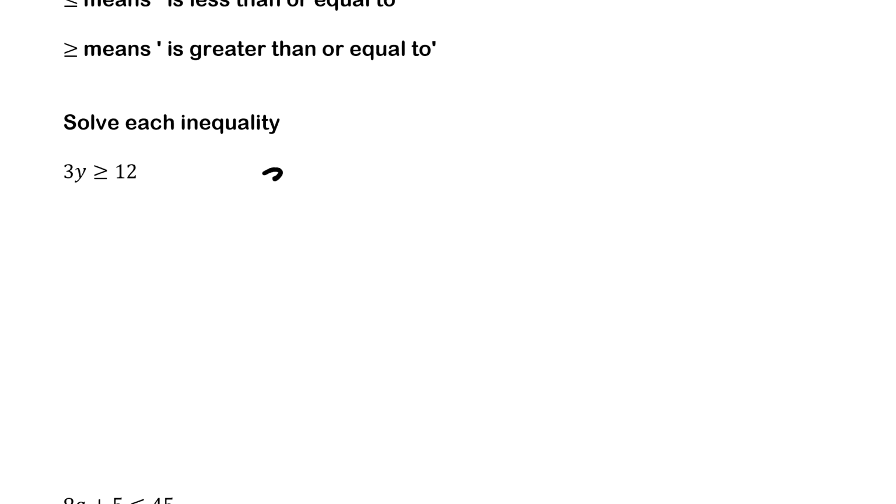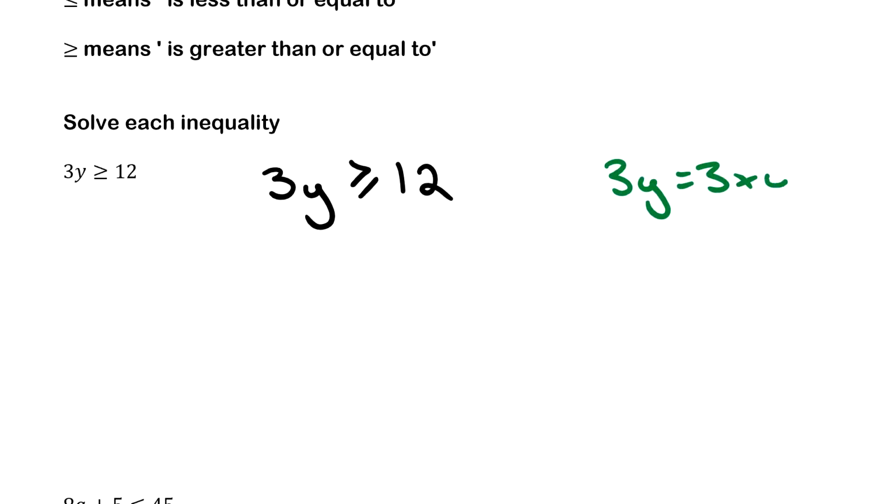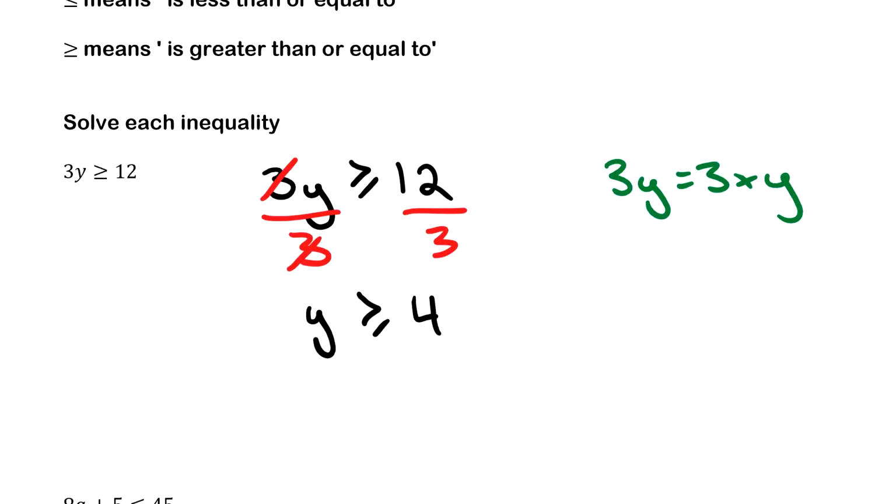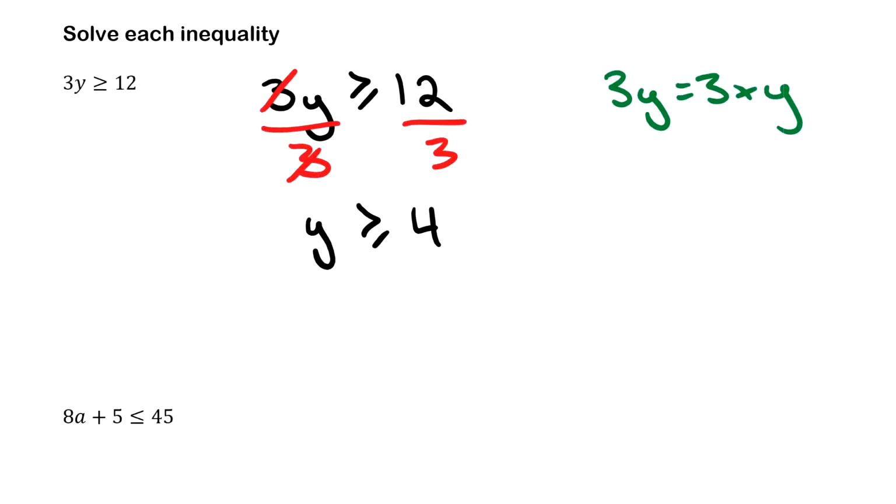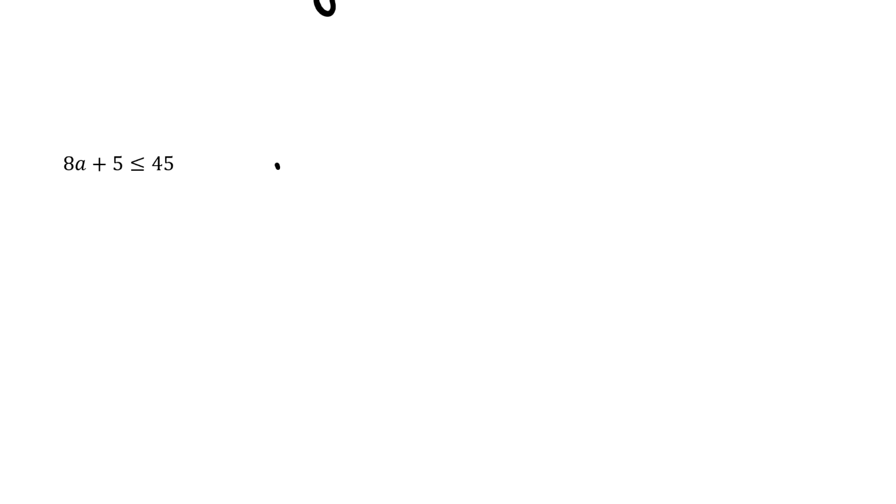I like to rewrite it, so we have 3y is greater than or equal to 12. Remember, 3y is the same as 3 times y. So if we have times, we know we need to divide by 3. They cancel out, and we're left with y is greater than or equal to 12 divided by 3, which is 4. Alright, so that was an easy one. Let's look at the next one.